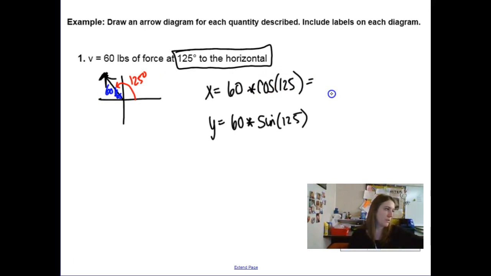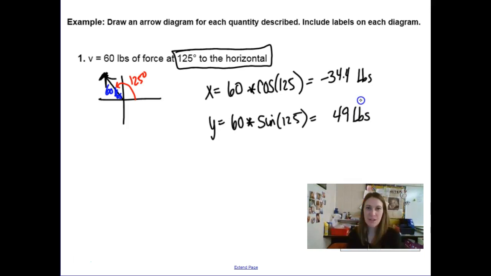So this one comes out to negative 34.4 pounds of force, and then this one comes out to 49.1 pounds of force. I should use an L there, since it looks like a 1 and that's confusing.